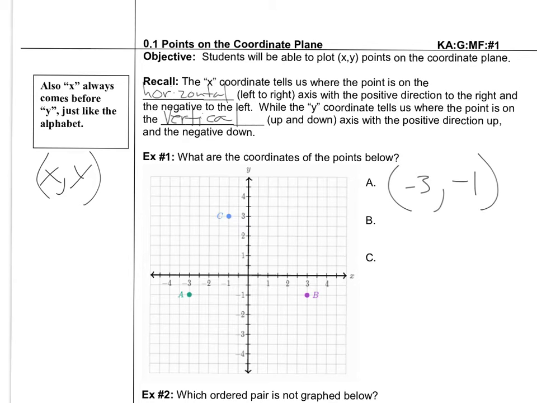Okay, for point B, you should have seen that it went over 3 and also down 1, so that'd be 3, -1. And for point C, you should see that it went back 1 but up 3. And so those should be the points that you got.